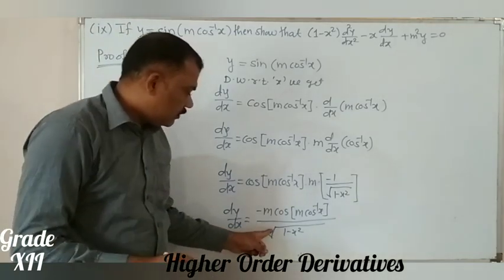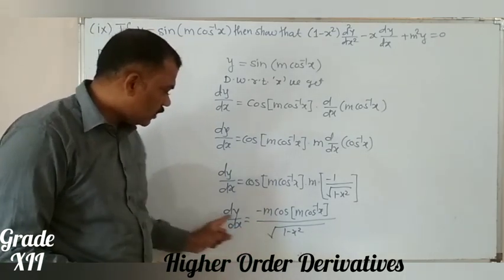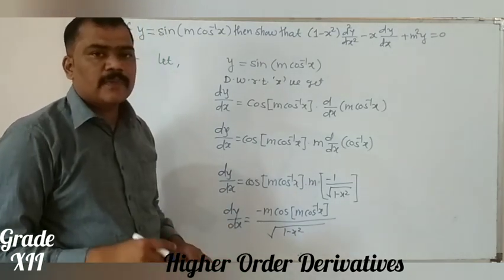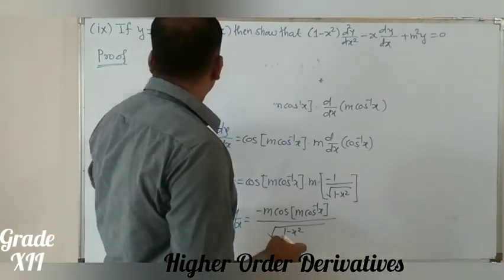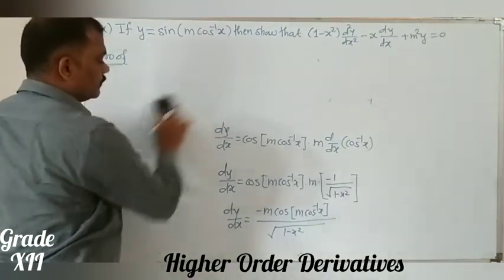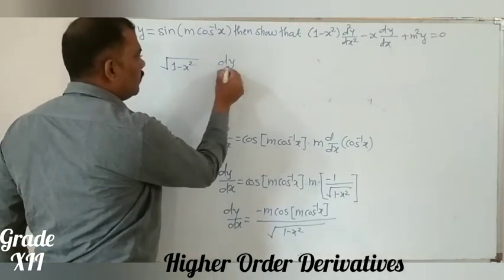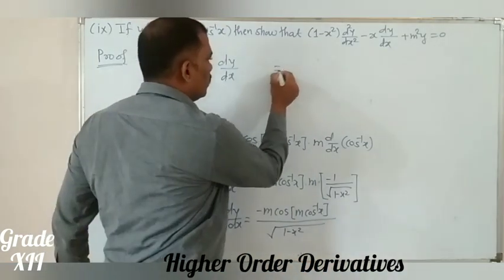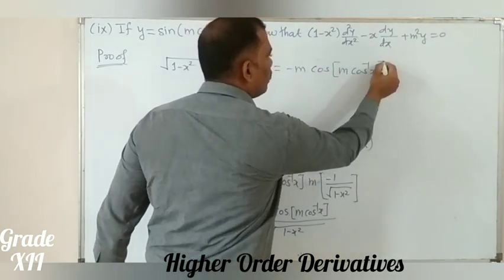Okay, we take this denominator to this side, because to take the second order derivative we would have to apply the quotient rule here, and if we take the square root to this side, we apply the product rule instead. The product rule is much easier to deal with, so that under square root of 1 minus x square into dy by dx is equal to minus m into cos of m cos inverse of x.